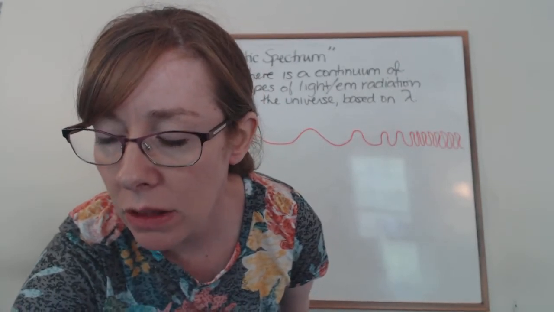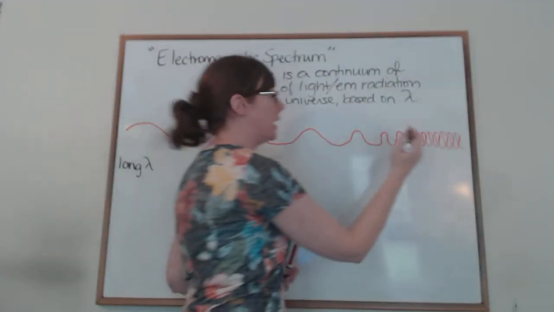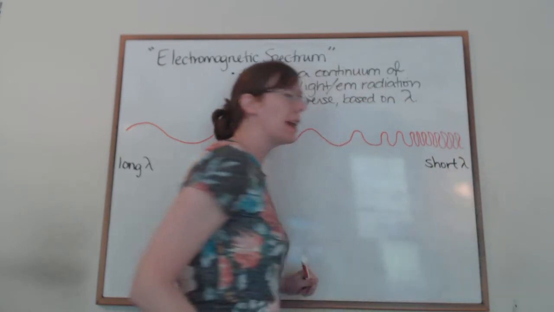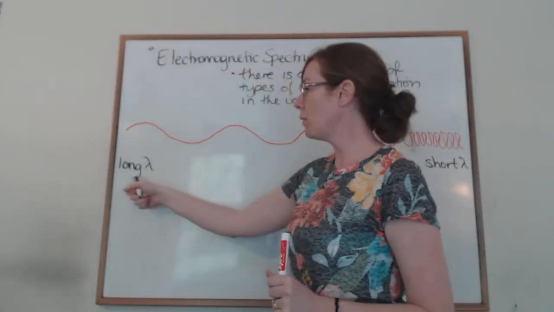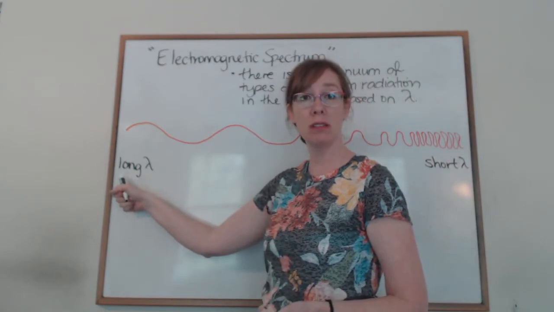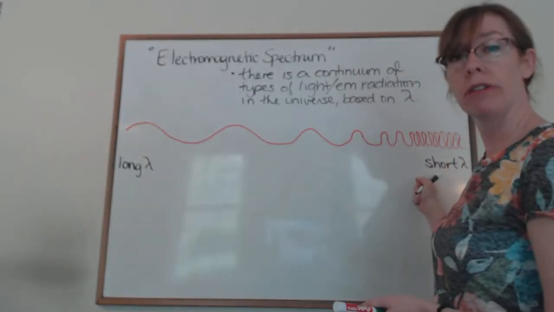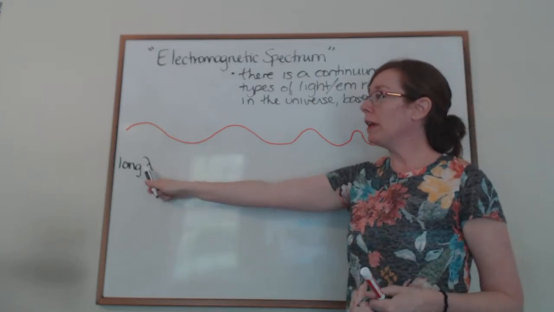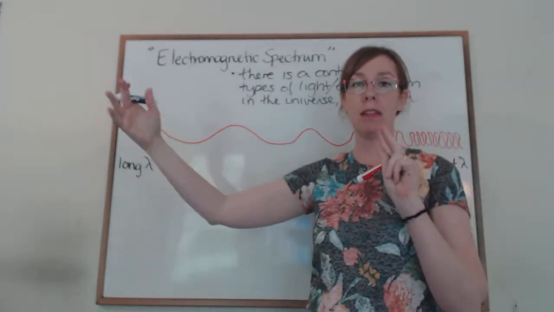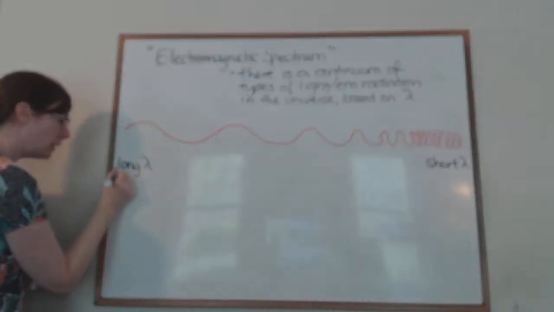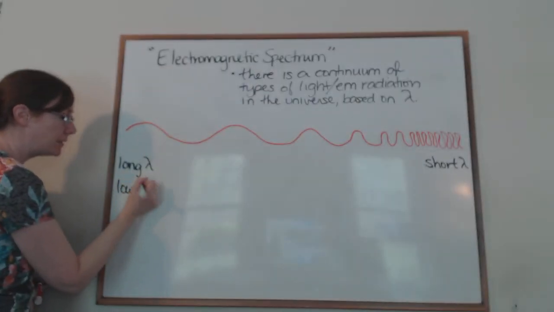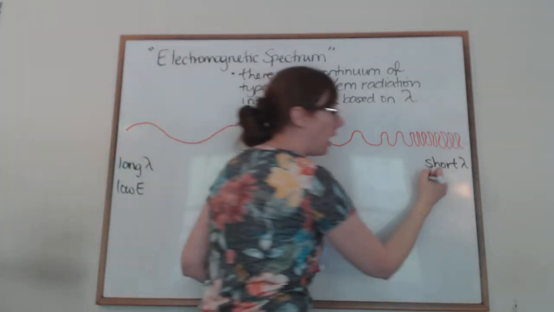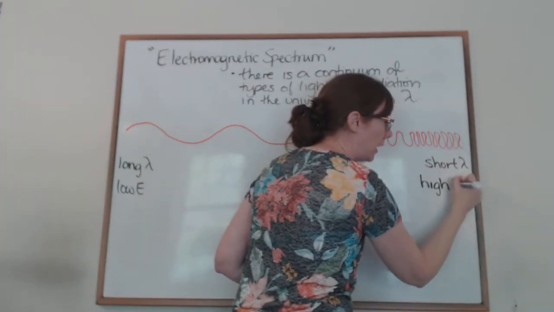Long wavelength light, and this side of the chart would have short wavelengths. If you're thinking mathematically, this would be bigger numbers, and this would be smaller numbers, okay? Now, what we learned is that the longer your wavelength, the lower your energy. So this is also low energy types of radiation or light, whereas this is high energy light.